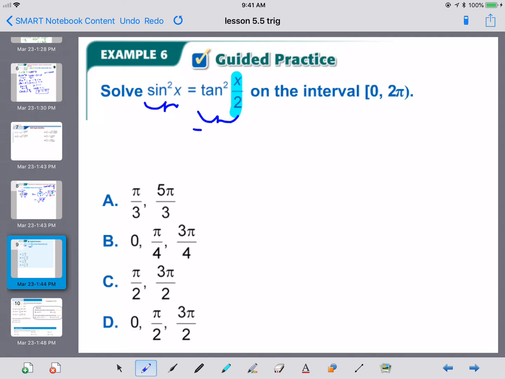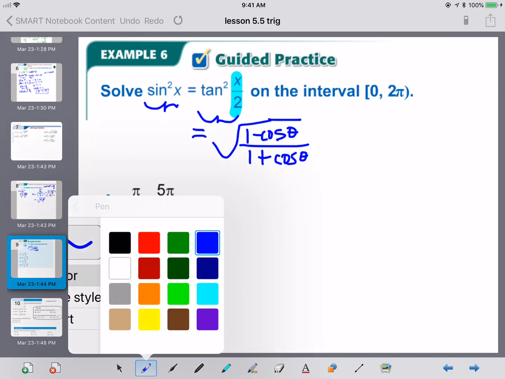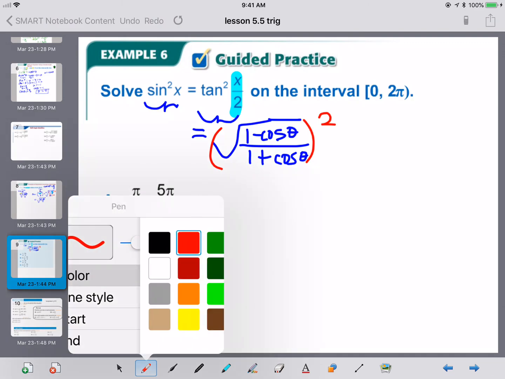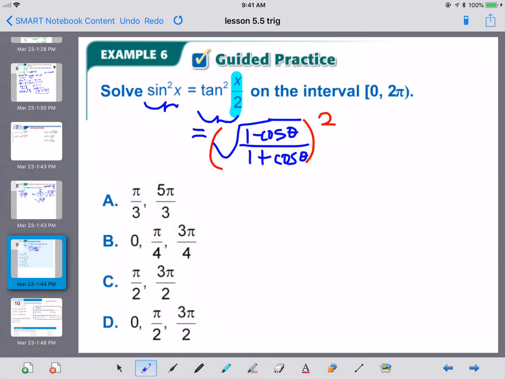So this is going to be the square root of 1 minus cosine over 1 plus cosine. And normally that formula has a plus or minus in front, but I'm going to be squaring it, so it's only going to contain a positive. Who cares? A negative or positive squared will be a positive. Now, my left side has a sine squared in it. I don't want that. I need cosines in that too. So that is equal to 1 minus cosine squared.